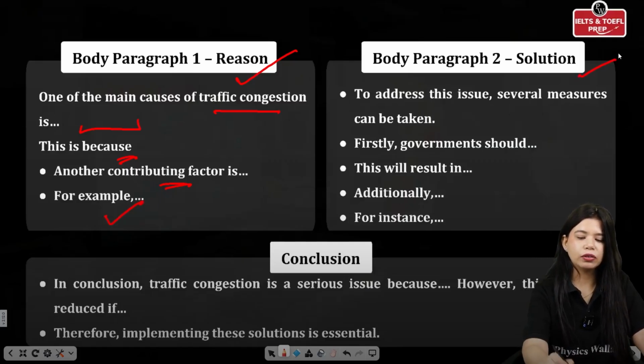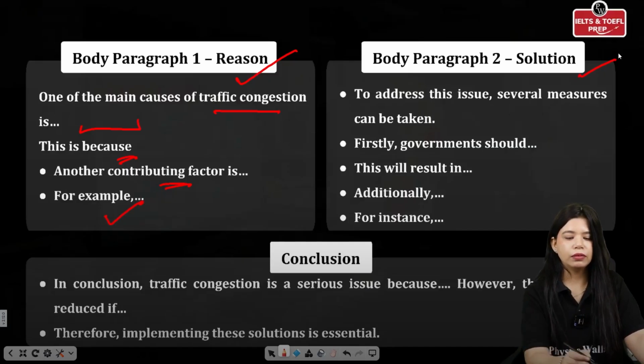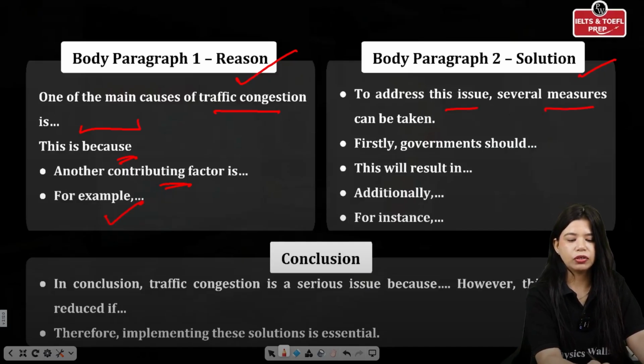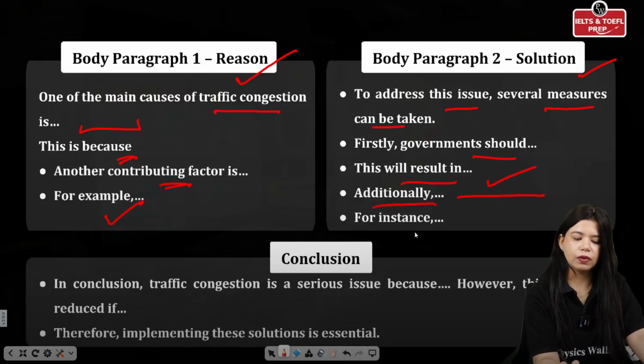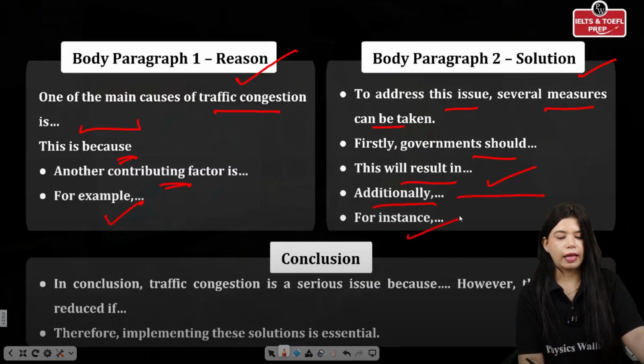For solutions, you can write something like this, that to address this issue, several measures can be taken. First, governments should blah blah. This will result in, explanation. Additionally, your second solution, explanation of the second solution, and then an example.